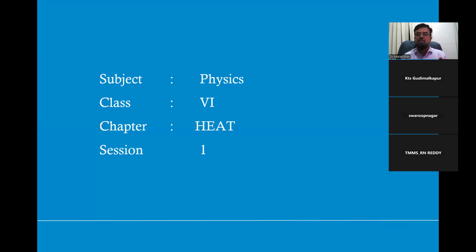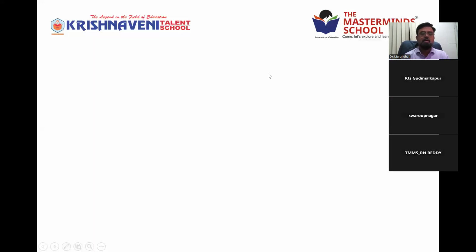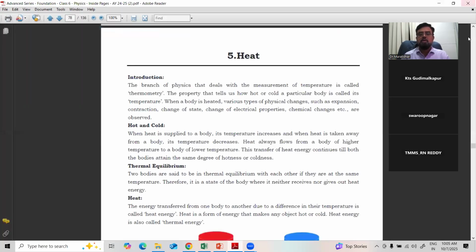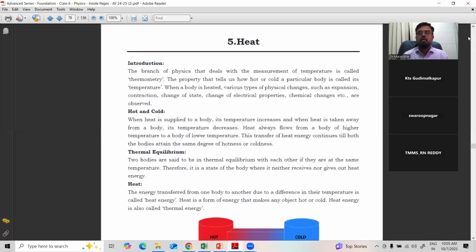In this chapter, we'll discuss what is heat and what is temperature, how to measure heat, and what is the device used to measure temperature, like the thermometer, types of thermometers, many things. It may take 2 to 3 sessions to complete the chapter. After the introduction, we'll move to the next part of heat. Open the textbook to page number 78 about heat.